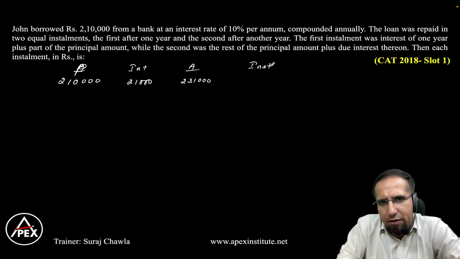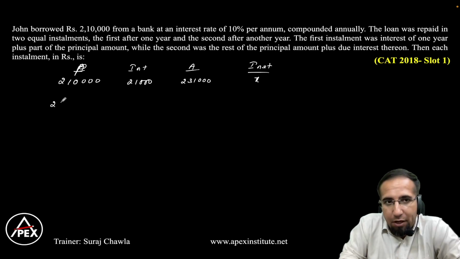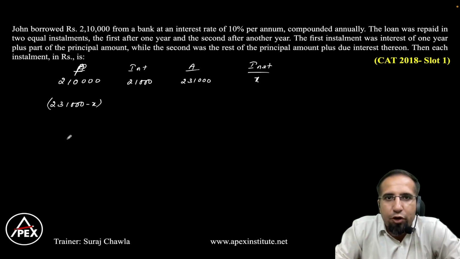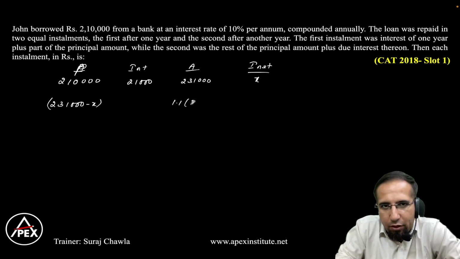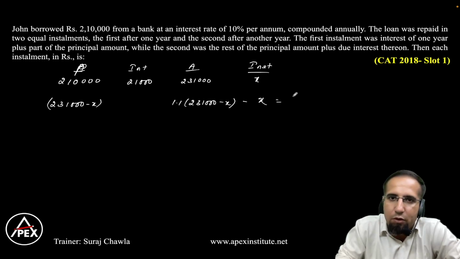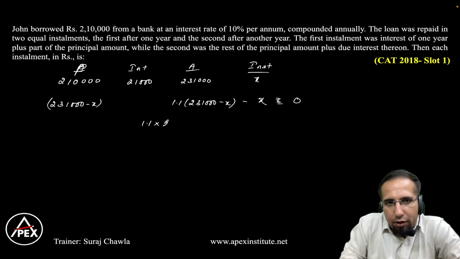So let's say the first installment is equal to X rupees. So the effective amount for the second year, or the principal for the second year, becomes 2,31,000 minus X. Clear? And there's an interest of 10%. That means the amount here becomes 1.1 into (2,31,000 minus X). And I'm paying an installment and this finally repays my loan. So what do we have here? We have 1.1 into (2,31,000 minus X) minus X is equal to 0.